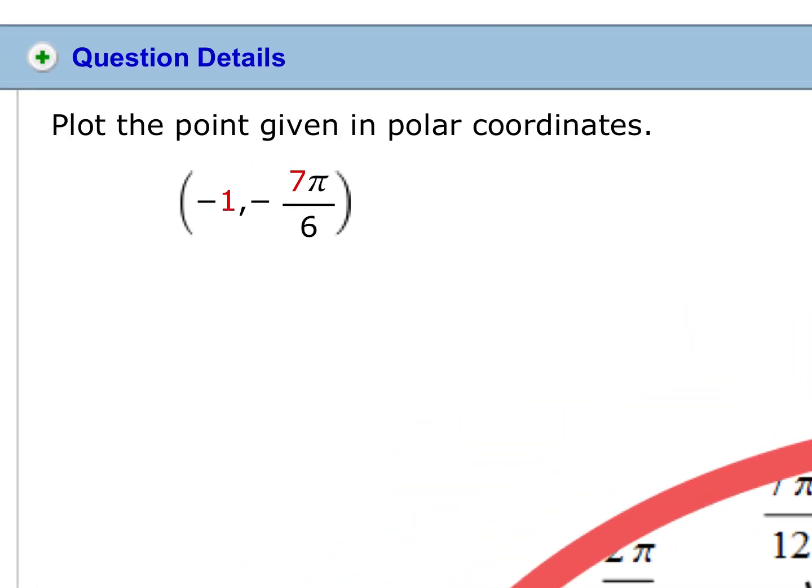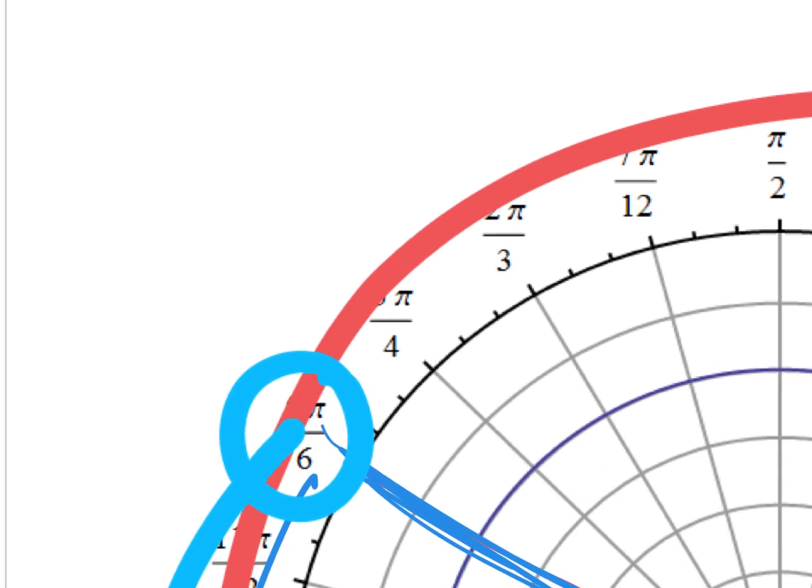How would I find the positive coterminal angle? We add what? 2 pi. So we would just make this 12 pi over 6. When we add, we get 5 pi over 6, which is where we ended up there. That would be a 5 pi.